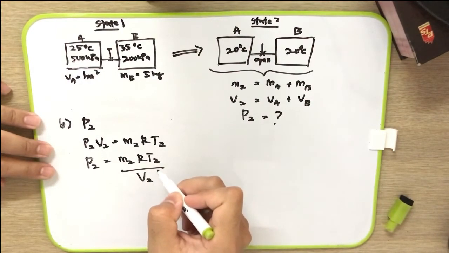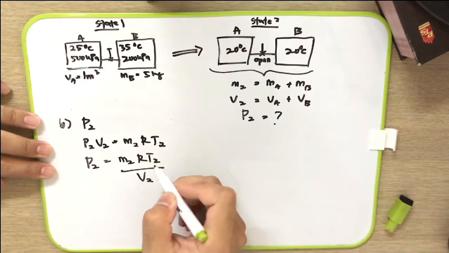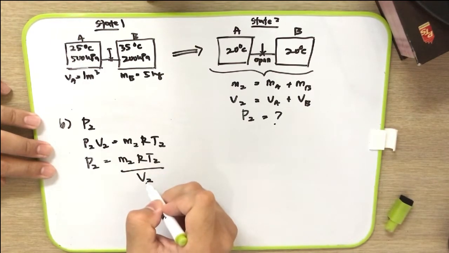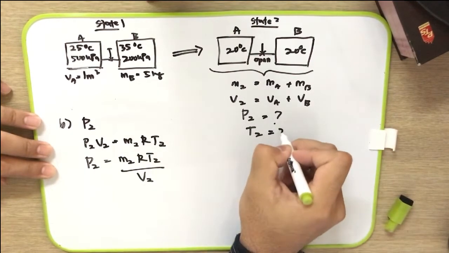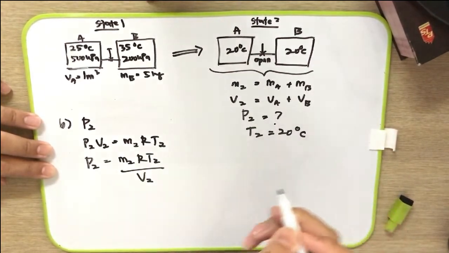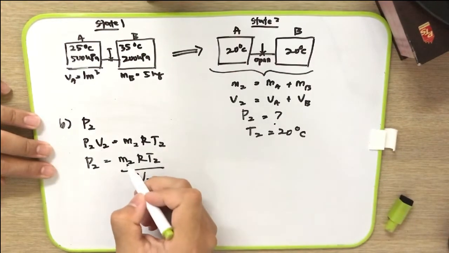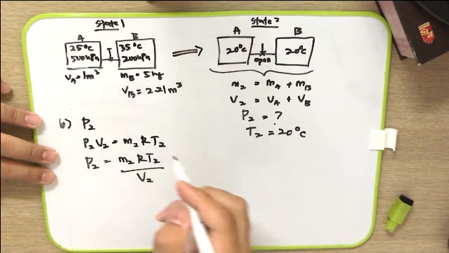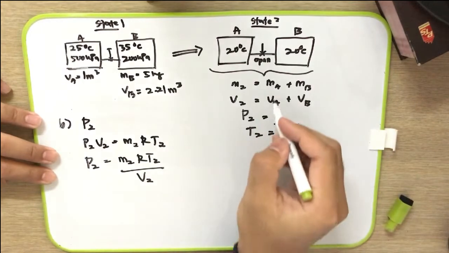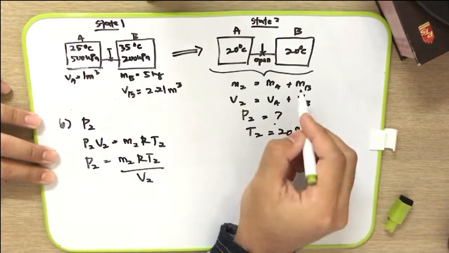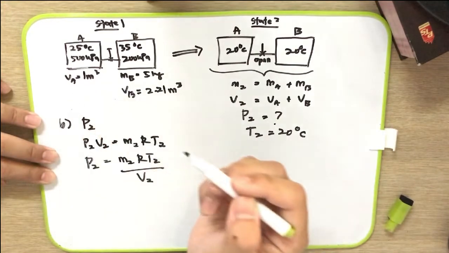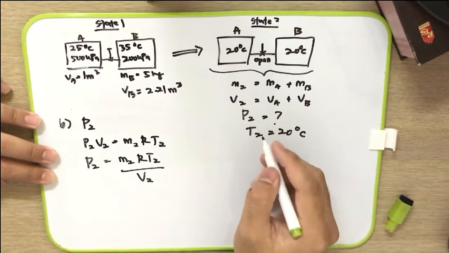After we have rearranged the ideal gas equation, it will become like this. We need to substitute all the information, which is M2, V2 and also T2. T2 here is 20 degrees C. So we just need to find M2 and V2. To find M2, we need to find MA first, because MB is given. So how to find MA?